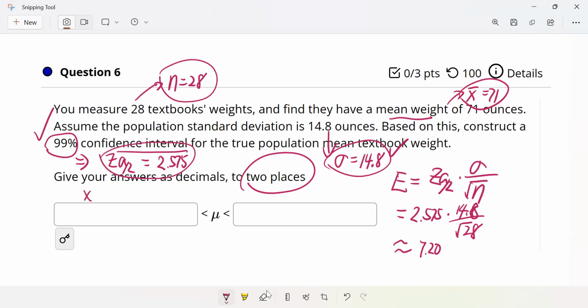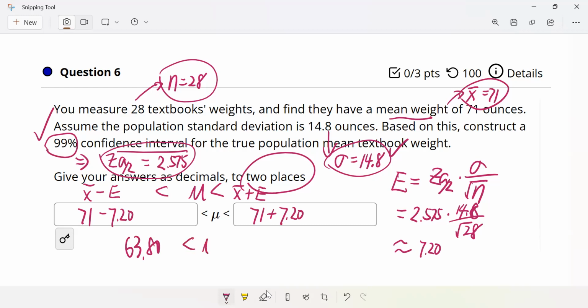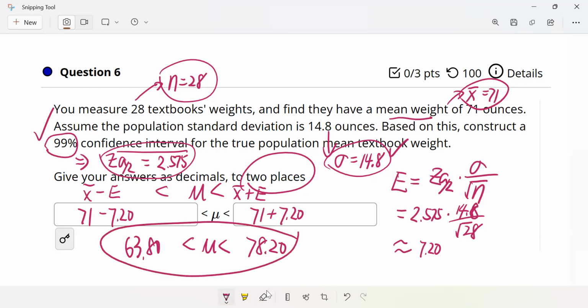So lower limit will be sample mean minus margin error, and upper limit will be sample mean plus margin error. So it's going to be 71 minus 7.20 on the left hand side, 71 plus 7.20 on the right hand side. 71 minus 7.20, that will be 63.80. The right hand side will be 78.20. So we come up with the confidence interval here.